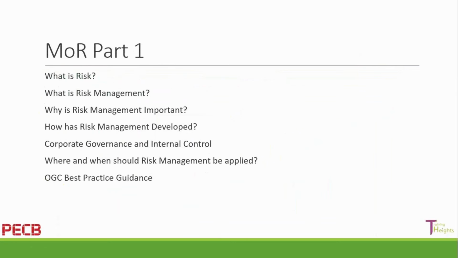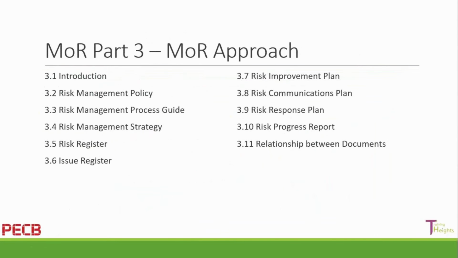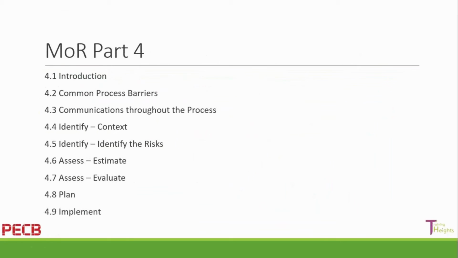Part 1, right? What is risk? What is risk management? It gives you all this. Part 2 tells you about the principles that I mentioned earlier. Part 3 talks about their approach: the policy, the process guide, the strategy, the registers, and the various types of plans, improvement plans, communication plan, response plan, all sorts of documents. It gives you clear guidance in terms of what should constitute each of these documents.